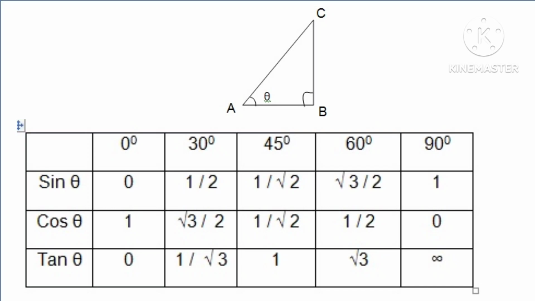Also note the values of cos of any angle given in the table. A simple method to remember them is to keep in mind that cosine of any angle equals sine of 90 minus that angle. Also note that tan of any angle is equal to sine/cosine of that angle.